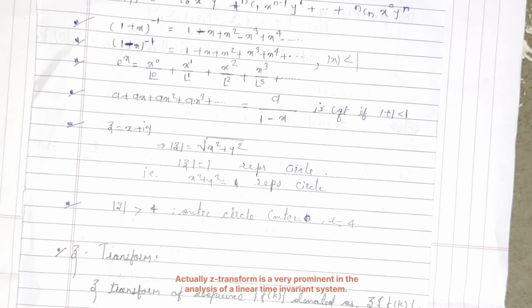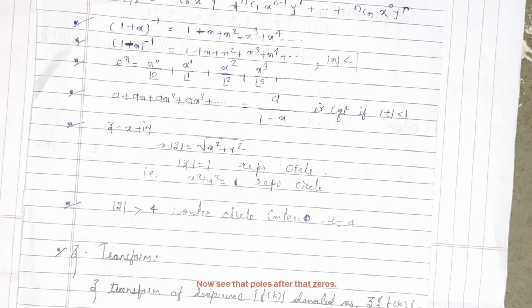Actually, the z transform is very prominent in the analysis of linear time invariant systems. Linear time invariant systems are characterized either by the z transform or the Fourier transform, and this characterization is related to the location of the poles and zeros. Poles and zeros are part of complex analysis; these are the basic concepts, guys. So, poles and zeros in the system function.